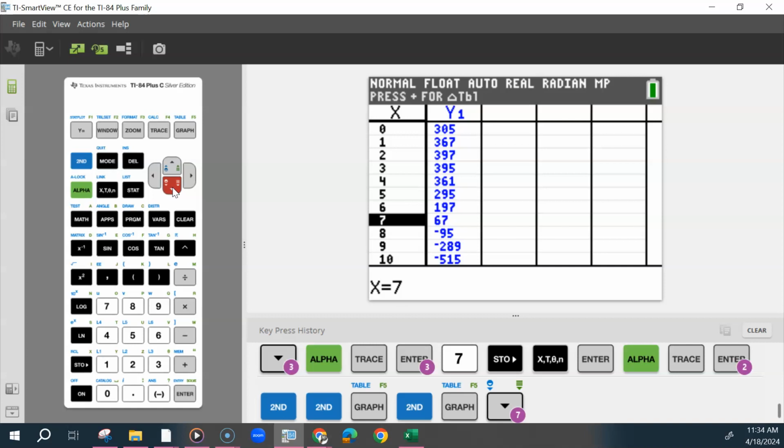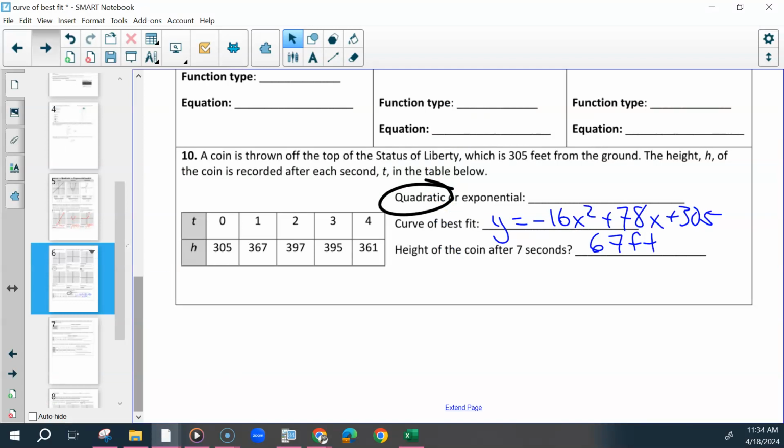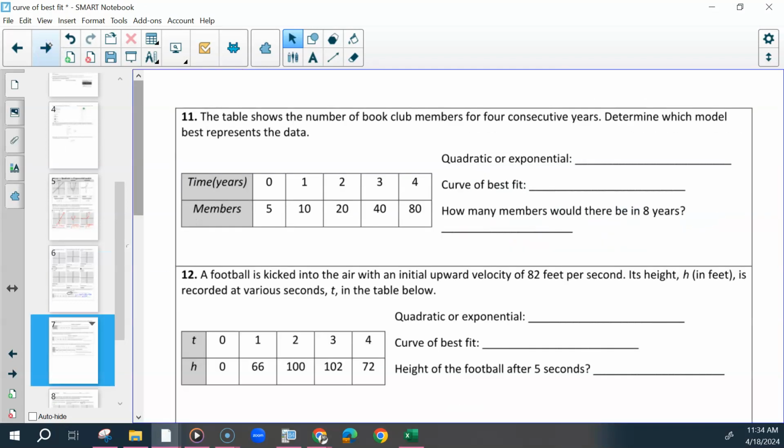We're going to do one more, and then you're going to have time to do some SOL practice, and then I will say at some point that you could work on those after a certain point in time. But going on to number 11. In number 11, the data shows the number of book club members for 4 consecutive years. Determine which model best represents the data. Go ahead and put that in.